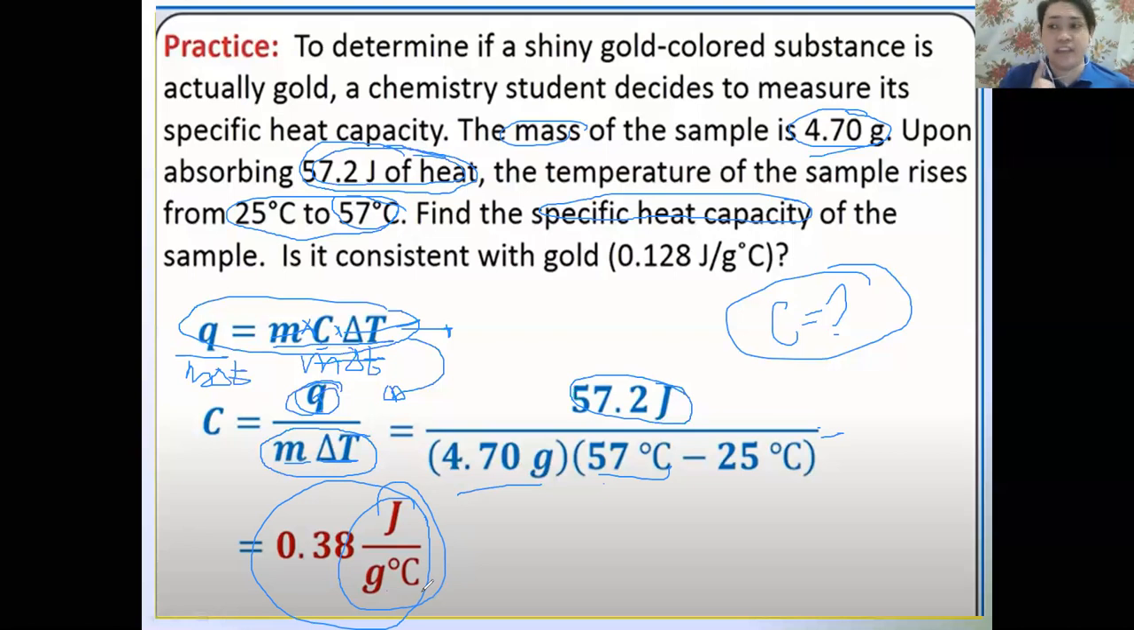I want to remind everyone, when you solve, do not forget to write the correct unit, because your correct calculations will be useless if you have a wrong unit. And do not just give me a figure or a number. Also include the unit. So that's how to solve it. All you have to do is memorize the formula in order to solve problems involving specific heat capacity. Now, this time, I will give you time to do your task.